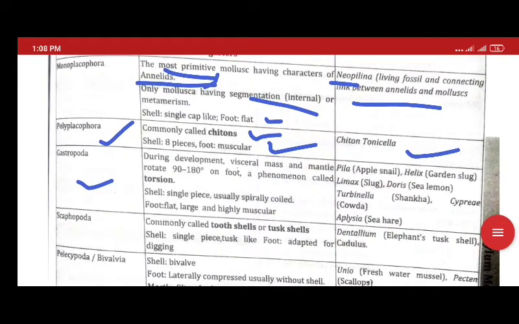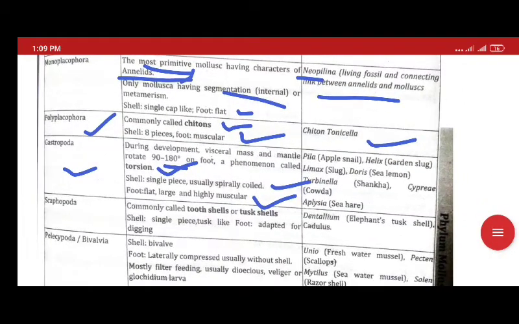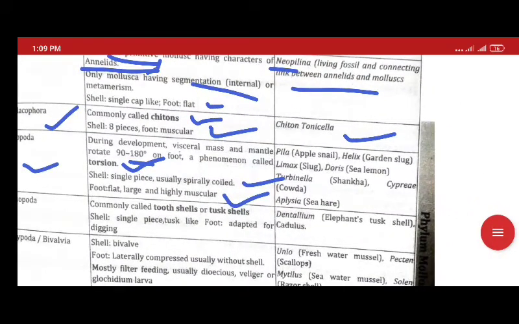Now Gastropoda is the other class. In this there is a visceral mass, and the mantle cavity undergoes 90 degree or 180 degree rotation, that is called torsion. Now the shell is a single piece, usually spirally coiled. The foot is flat, large and highly muscular, both present. Now examples are Pila, the apple snail, Helix, the garden snail, Turbinella, the conch, and Aplysia, the sea hare.